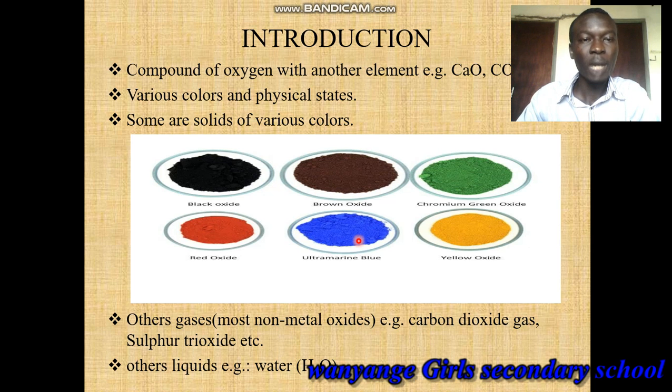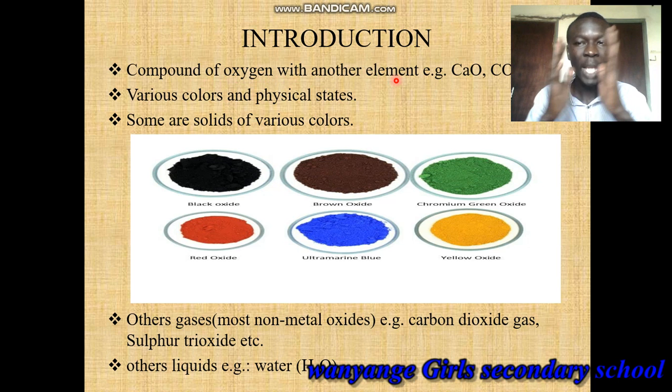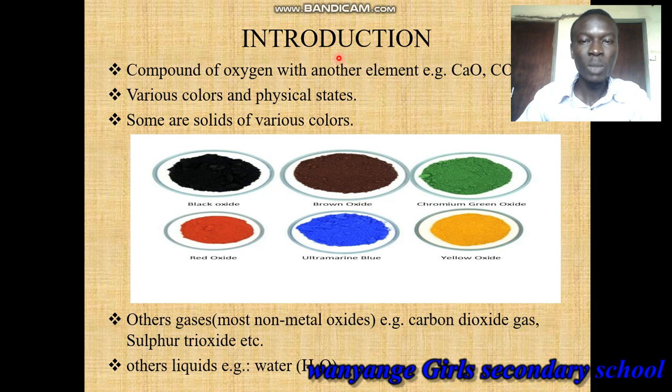Now, what is an oxide? What is this we are calling an oxide? An oxide is basically a compound which contains oxygen and another element. So you have oxygen combined with another element; that is called an oxide. For example, we have a compound called calcium oxide. The elements in this compound are calcium, which has the symbol Ca, capital C, lowercase a, and oxygen, which has the symbol O, that is oxide.